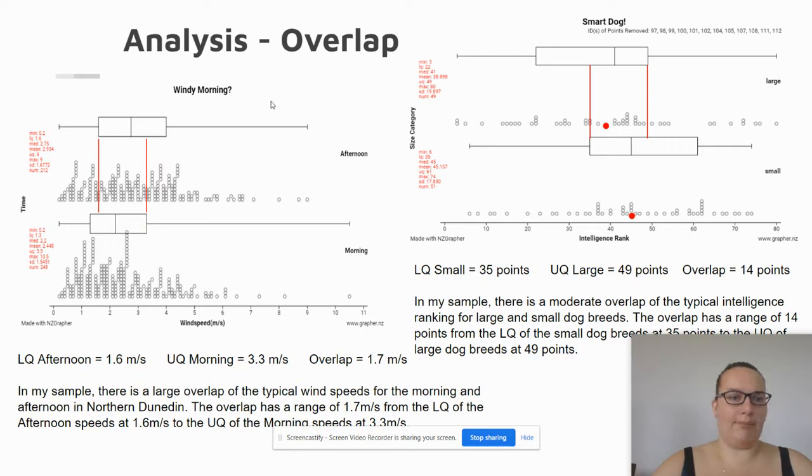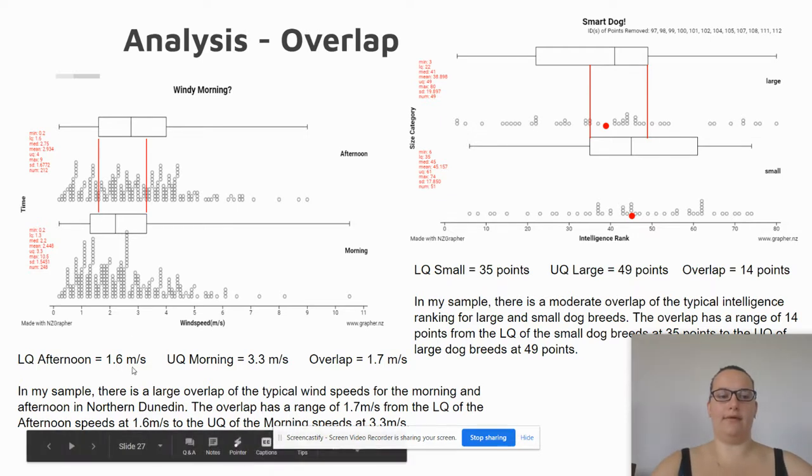So we look at overlap by taking the lower quartile of one of our groups and the upper quartile of the other group, and subtracting to identify the overlap. In this case, our lower quartile of the afternoon is higher than the lower quartile of our morning, so we're going to take that value. And the upper quartile of our morning is lower than the upper quartile of our afternoon. So these two values create our overlap.